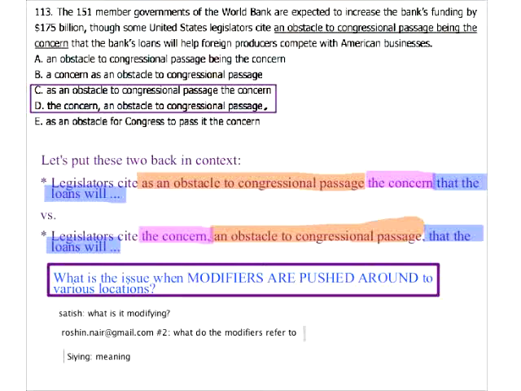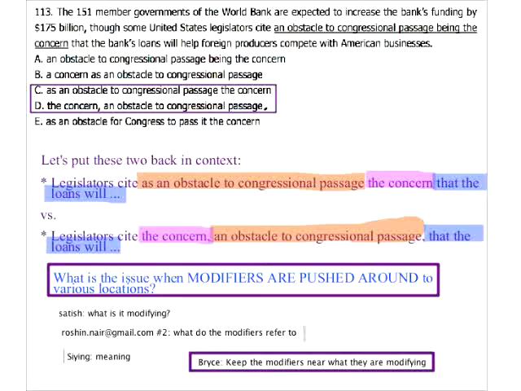So what describes what? This is basically what Bryce is saying in the box. It's a very, very nice summary here. So let's put that up as well. Keep the modifiers close to whatever they're actually talking about. That's really the heart and soul of it. It's a very nice summary.